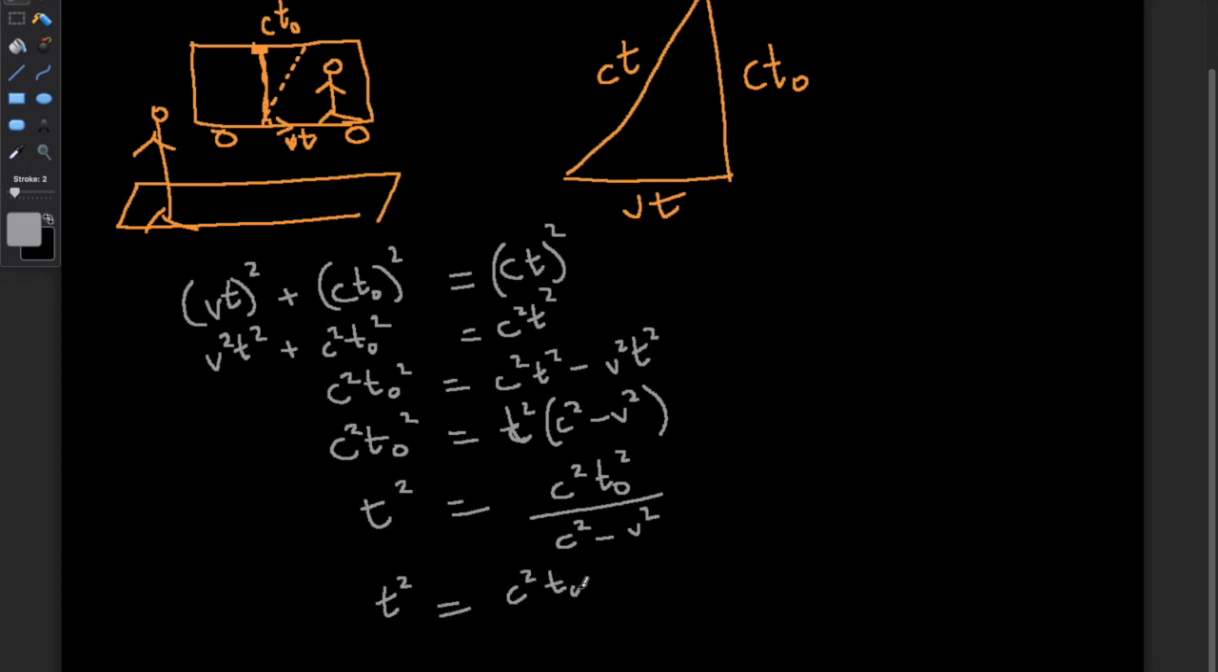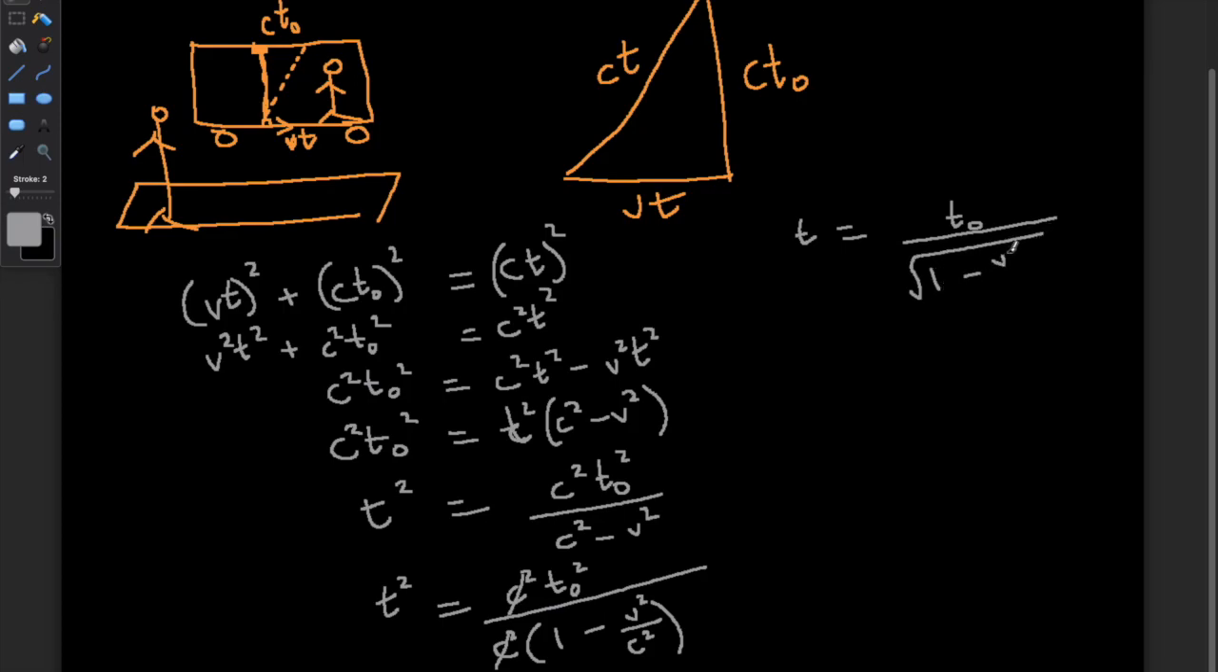So we're going to have c squared t naught squared over, and then we'll take out a factor of c squared. So on the left side we'll just have 1, and on the right side we'll have v squared over c squared, because if you multiply by the c squared you only get v squared. So we can cancel out the c squareds, and we get t squared is equal to t naught squared over 1 minus v squared over c squared. And finally we're going to square root it, so we get t is equal to t naught over the square root of 1 minus v squared over c squared.